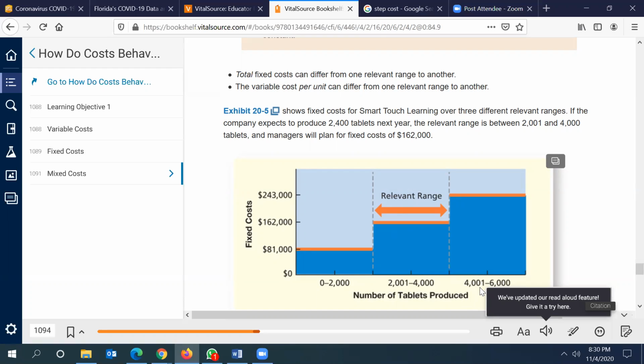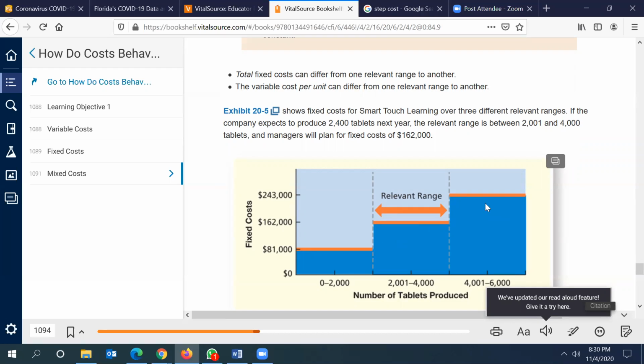But then if we step up to 4,001 to 6,000 units, well, we need 3 of these workers. So the total fixed cost goes up to $243,000. So we can say the fixed cost is on each of these little relevant ranges, each of these little steps. So it looks just like a flight of stairs.